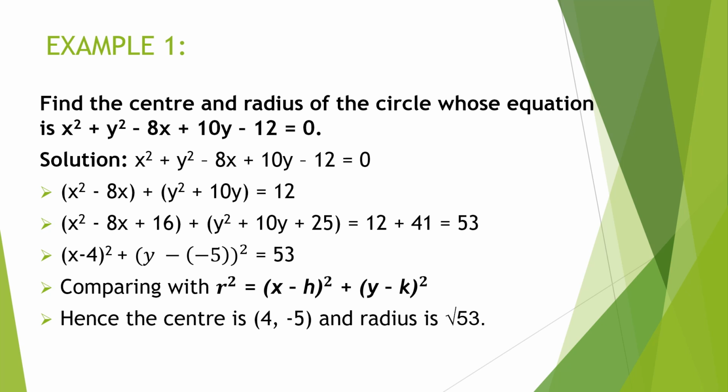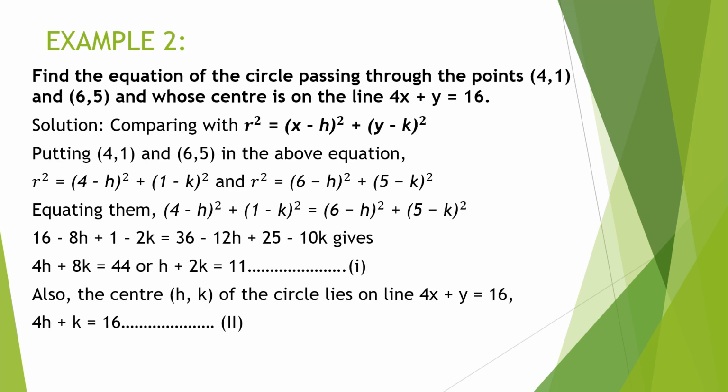So x square minus 8x plus 16 plus y square plus 10y plus 25. Since we are adding 25 plus 16 on the left hand side, we have to add it on the right hand side. So ultimately the equation will be (x minus 4) whole square plus (y minus -5) whole square is equal to 53. So the center is (4, -5) and the radius is root 53.